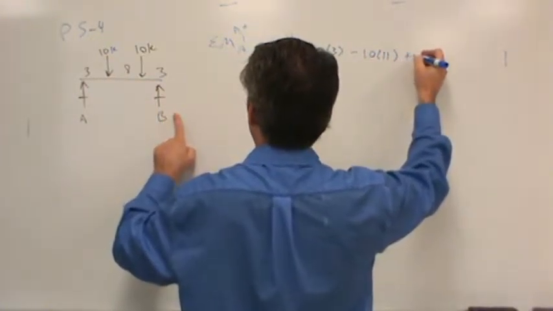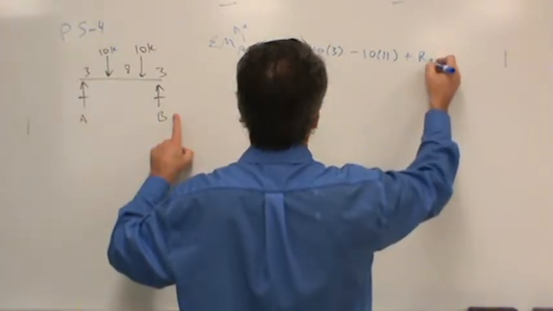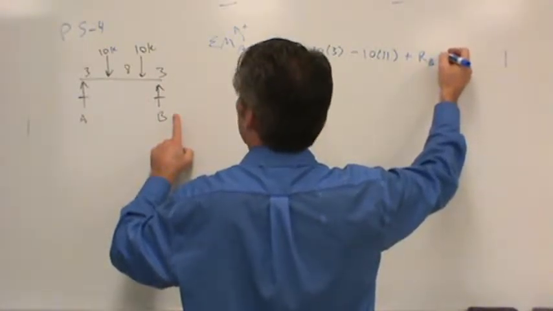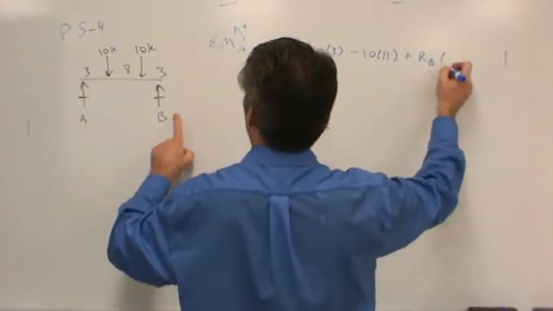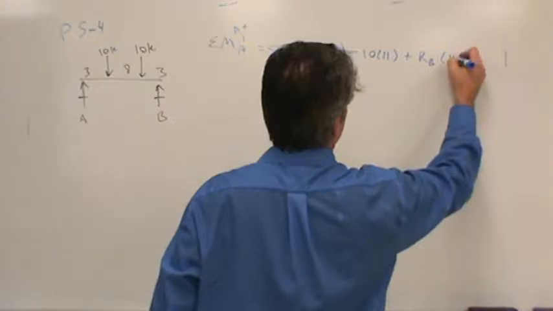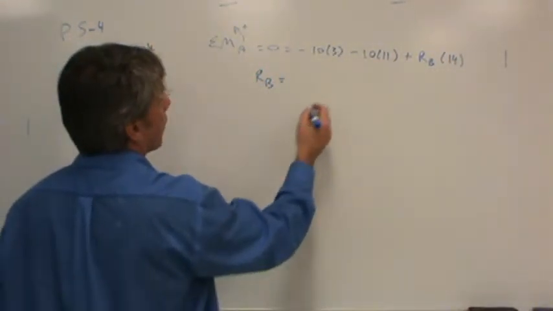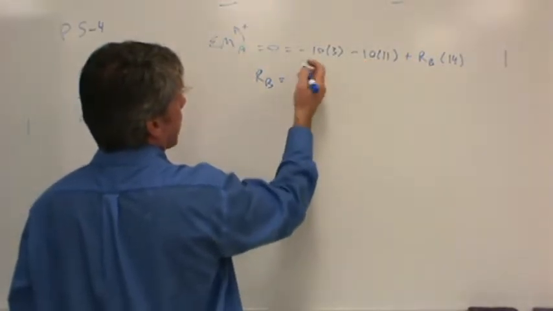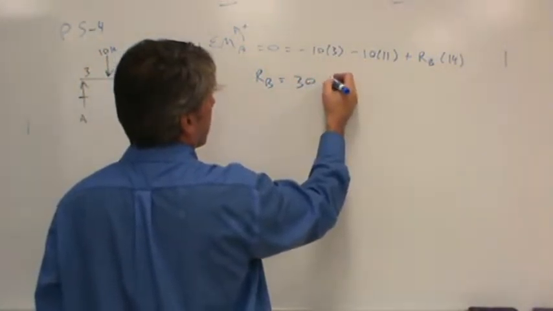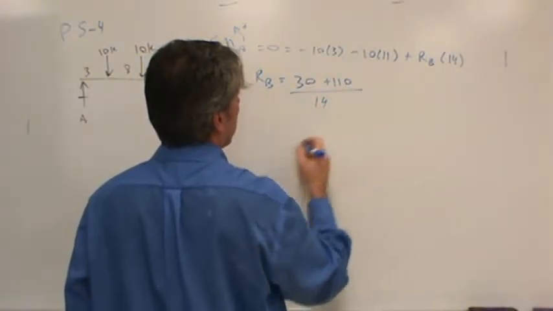And then the positive moment is going to come from B. So let's just say R sub B. Let's see, yeah, that's consistent. Multiplied by the moment arm, which is 3 plus 8 plus 3. So that is 14. Okay, so now calculate R_B. This should be straightforward. We just move these to the other side. I'm going to do several steps at once. Plus 110 divided by 14.